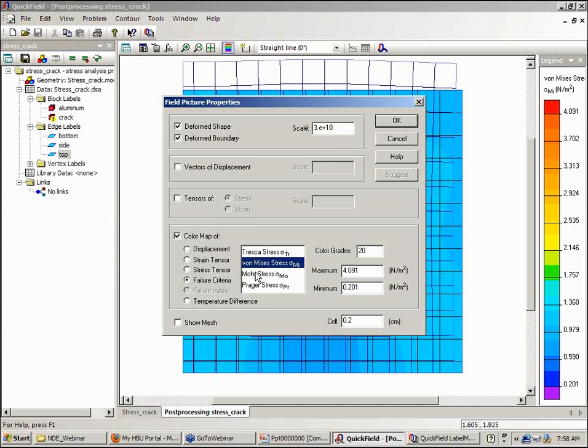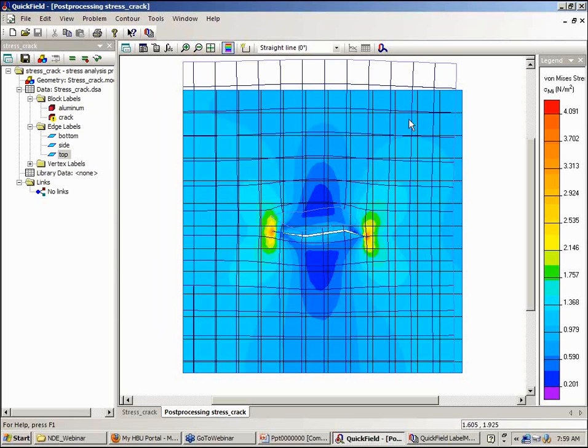We're looking at a color map of the von Mises stress, and this shows the maximum and minimum values of the von Mises stress. Alternatively, we could look at the Tresca, the Mohr, and the Prager, and you can see that these have very similar maximum and minimum values here. The most popular is the von Mises. And the maximum stress is occurring here at the edges of the defect, which would tend to propagate this flaw under loading.